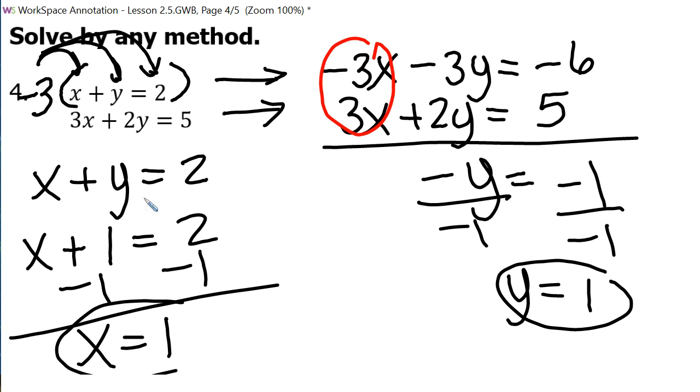Am I finished? No. Write your answer as an ordered pair. So what is our answer as an ordered pair? 1, 1. You could have done substitution on this one, but you would have had to get a variable by itself.